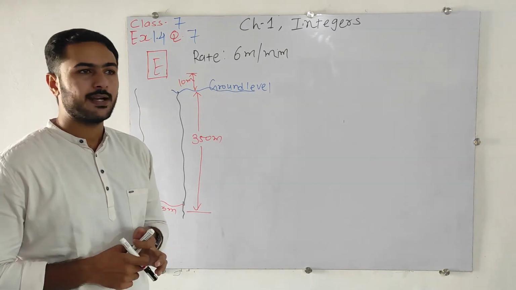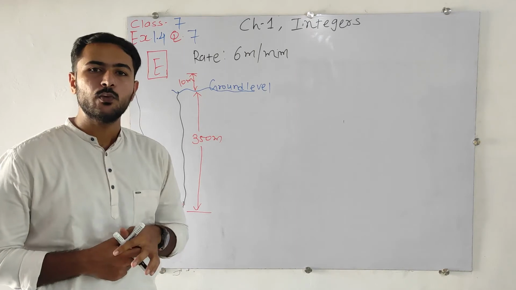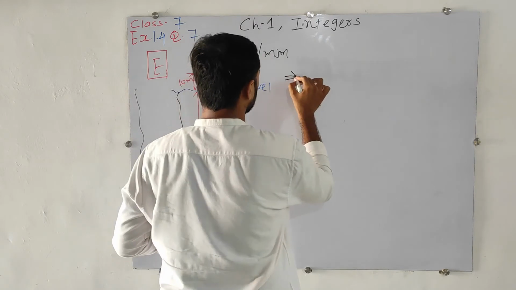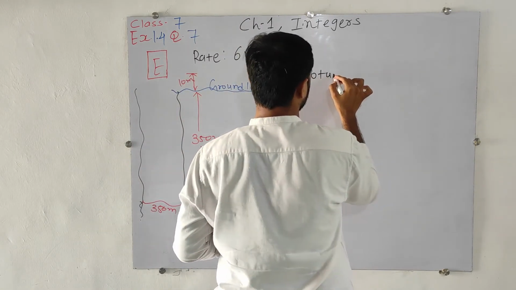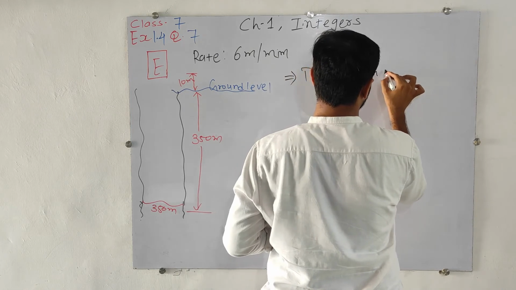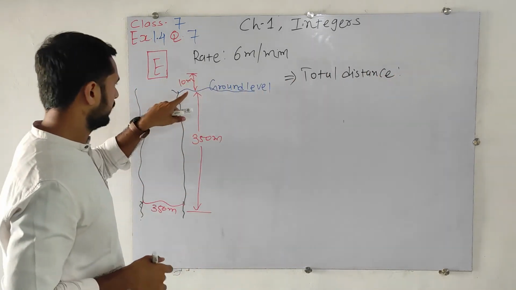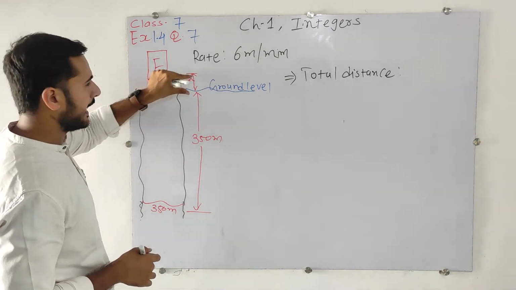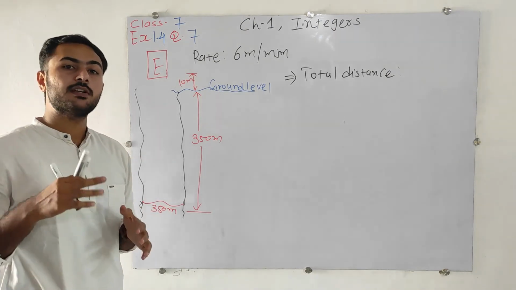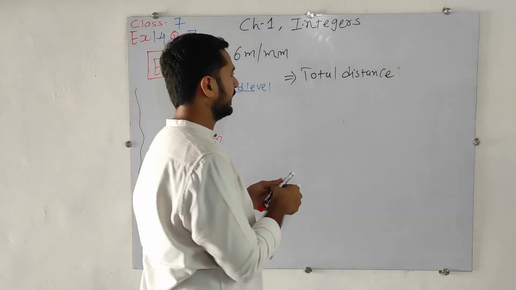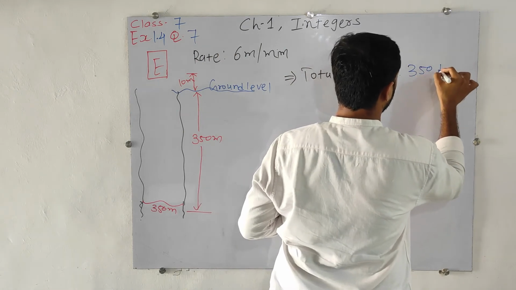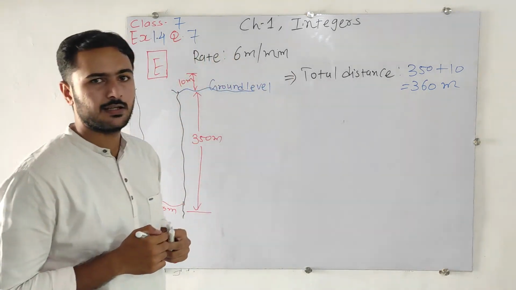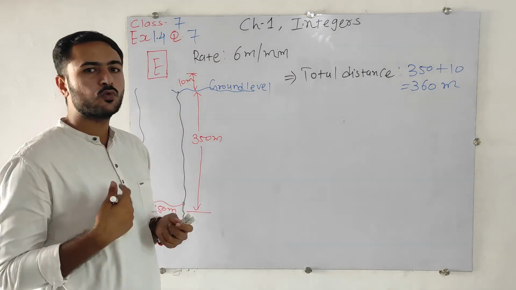So first of all, we have to find out how much total distance the elevator needs to cover. So the total distance will be, see here, from the ground level to this one, that is 350, and here that is 10, because the elevator is 10 meter above the ground level. So what we will do, 350 plus 10, it means total 360 meter the elevator will cover.